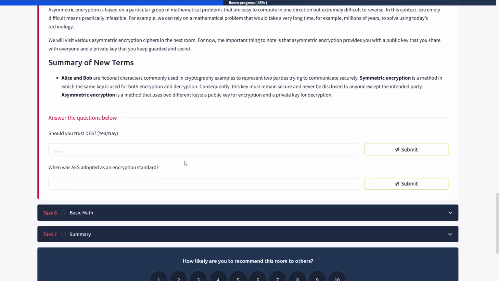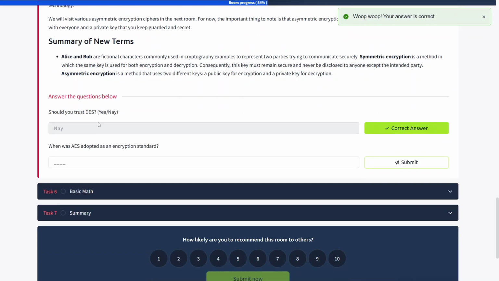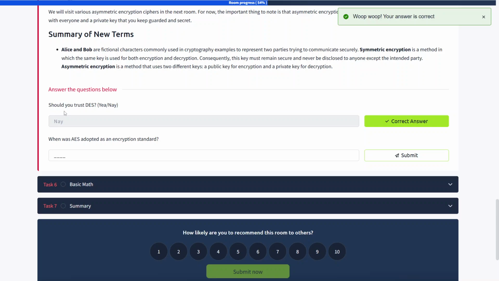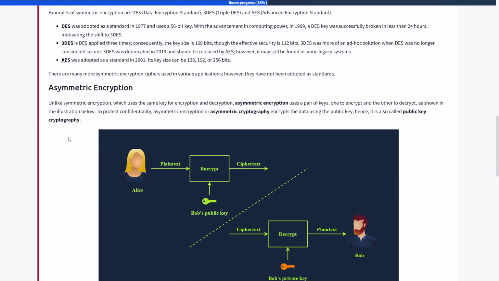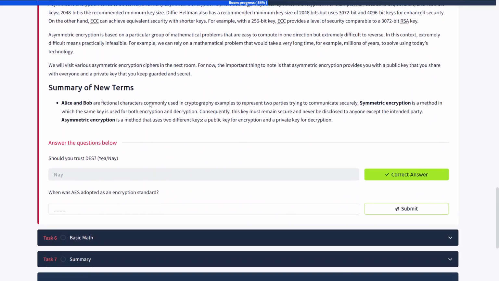Now let's answer the questions. Should you trust DES? No, because DES can be brute forced within 24 hours. When was AES adopted as an encryption standard? AES was adopted in 2001.